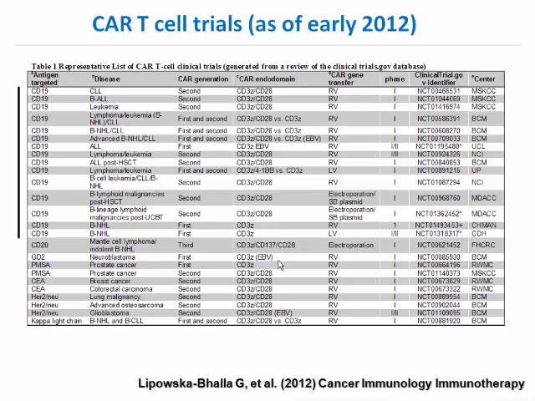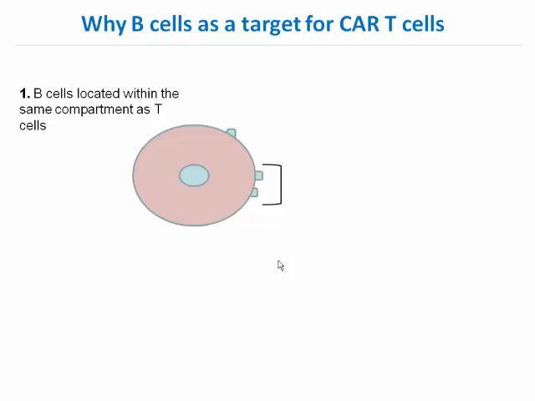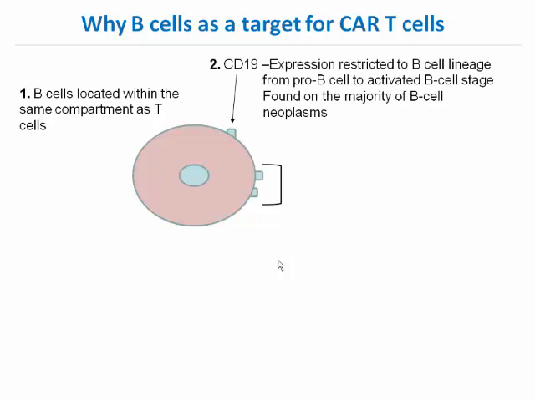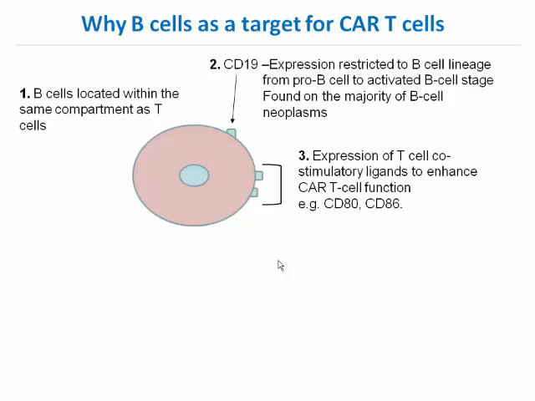So why target B cells? Well, they've got a number of attractions as a target for a T-cell therapy. Firstly, B cells are located within the same compartment of the body as T cells, so we don't have to get the T cells to travel into some weird and wonderful place to find the tumour. CD19 itself, the target antigen, is expressed purely on B cell lineages from pro-B cell to activated B cell, and it's found on the majority of B cell neoplasms. So if we target CD19 and eliminate all CD19 positive cells, we're not going to kill the patient. B cells also express co-stimulatory ligands, such as CD80 and 86, on their surface, which further enhances T-cell activity.